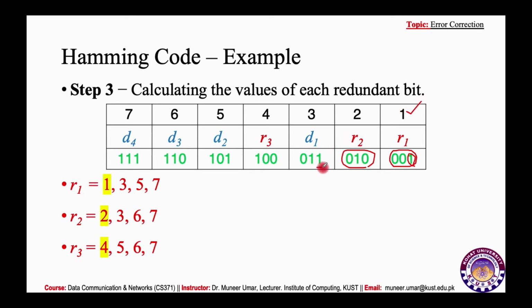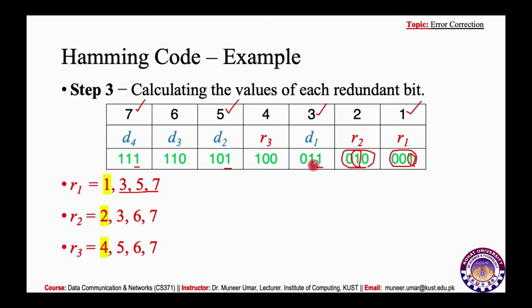Here the first bit is equal to 1 for 3, then this is equal to 0, so this is not part of R1. This one is equal to 1, so this is for R1, and this one is equal to 1, this is also for R1. So R1 includes the third position, fifth position and seventh position, because here the first bit is equal to 1 in all the positions. For R2, we will look into the second position.